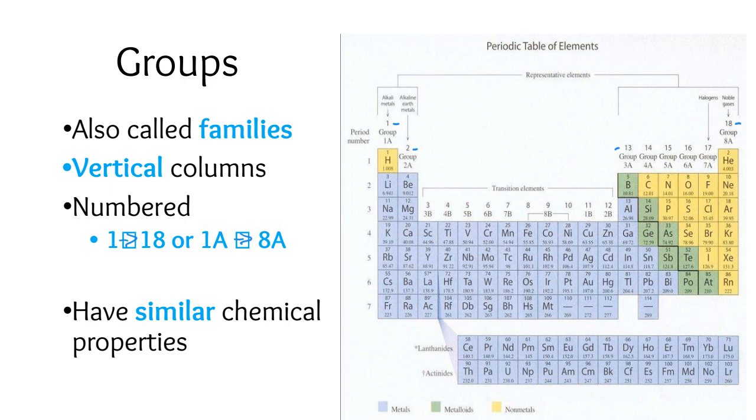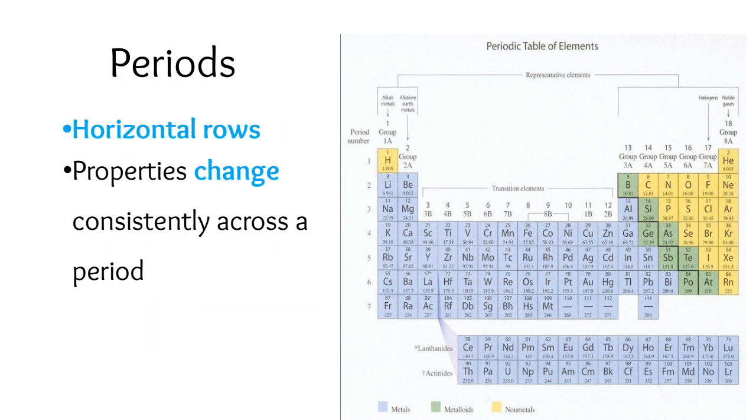Now we're going to look at left to right. When reading the periodic table left to right, we're looking at the horizontal rows. These are called your periods. There is a total of 7 periods. You can see it labeled right here on the left side in the picture. And periods are different from your groups because the properties actually change as you move left to right across the periodic table.